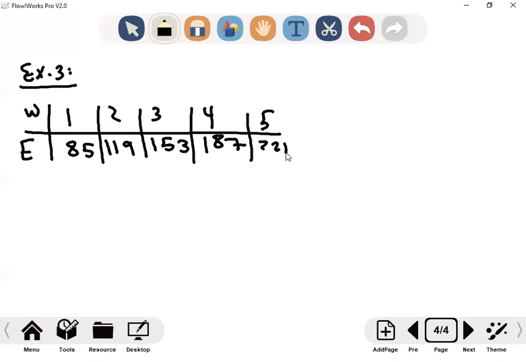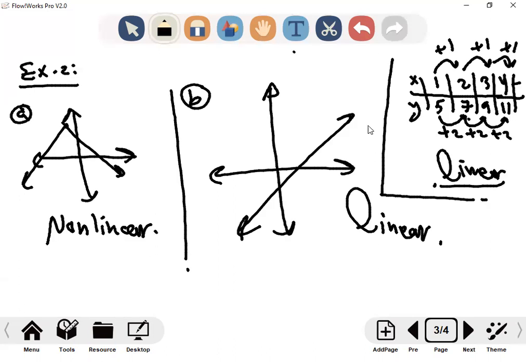Now this is a table. To know if this table represents a linear function or not, we have 2 ways. The first way, I told you about it. The second way, we can graph the table. If it's a straight line, increasing or decreasing, then it is what? Linear. If it is not, then it's not, right?